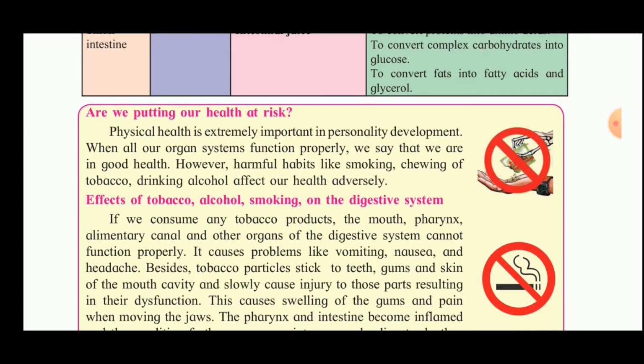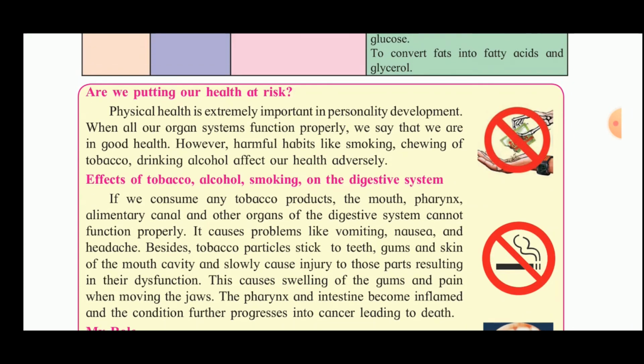Now the next question is, are we putting our health at risk? Physical health is extremely important for personality development. When all our organ systems function properly, we say that we are in good health. However, harmful habits like smoking, chewing tobacco and drinking alcohol affect our health adversely. Now, the effects of tobacco, alcohol and smoking on the digestive system.